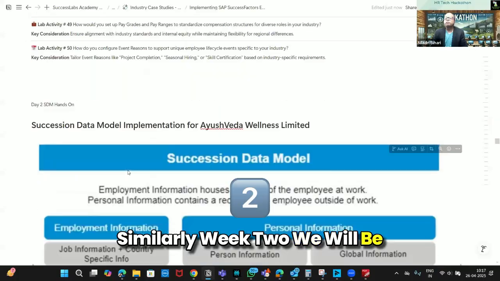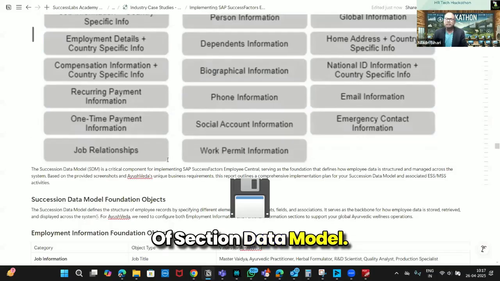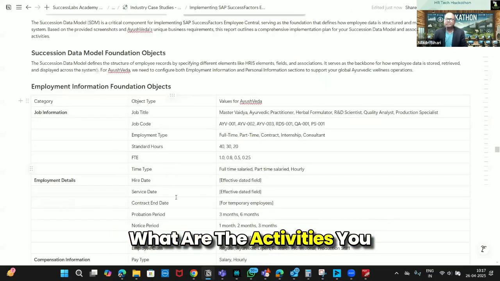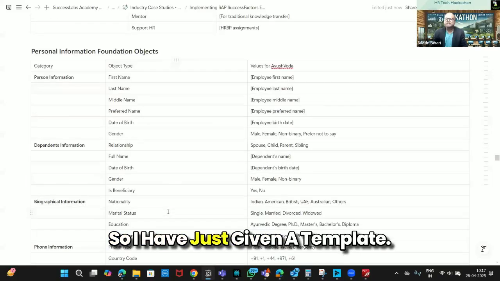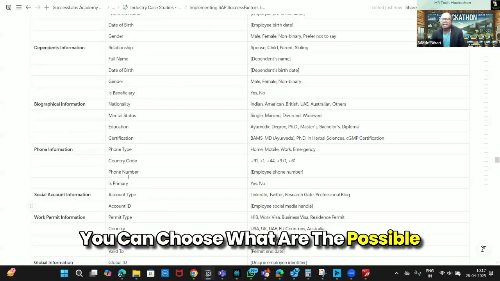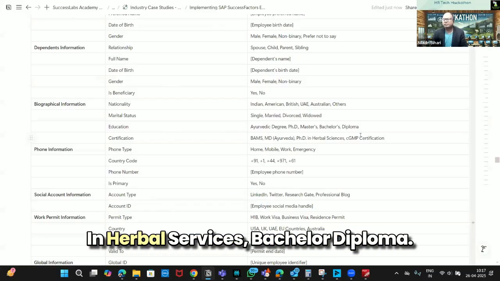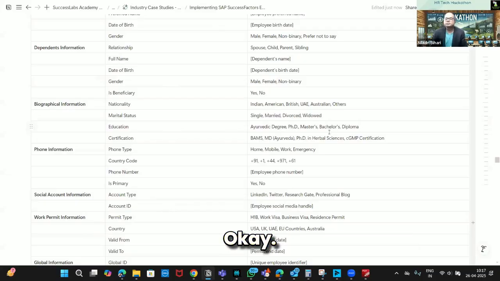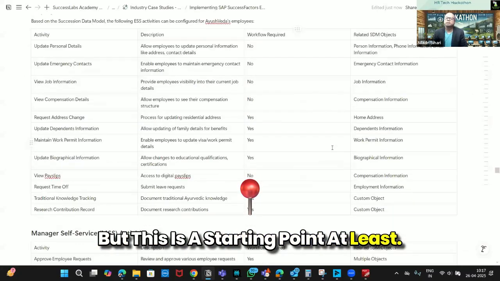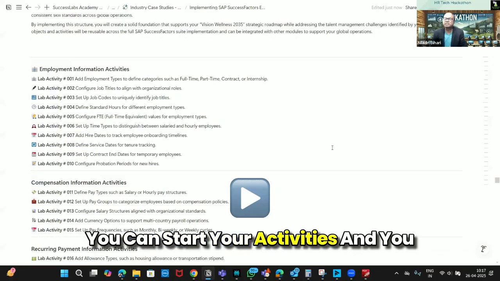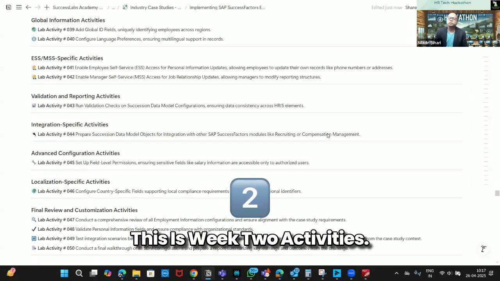Similarly, in week 2, we will be following the section data model. These are the different comprehensive snapshots of the section data model. Again, I have told you what activities you will be performing in this particular week. I've just given a template. You can choose the possible names, especially for certification. They will have certifications like a PhD in herbal services, a bachelor's, a diploma. This is a possible entry. You can manipulate it, but this is a starting point at least. You can start your activities, and you can also fill these in your workbook if required. This is the week 2 activities.